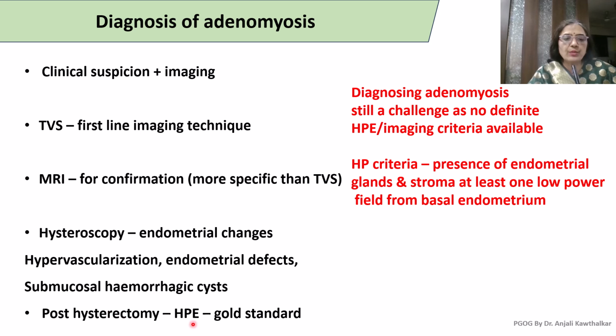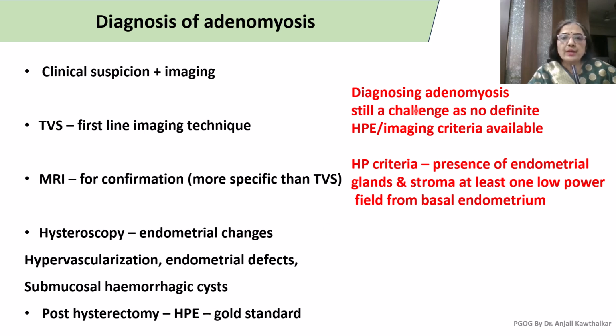And post-hysterectomy histopathological examination is still considered the gold standard for diagnosis of adenomyosis. So if we are asked what are the various ways of diagnosing, one is clinical suspicion. First investigation of choice is transvaginal sonography. Confirmation is by MRI, preoperative confirmation. Hysteroscopy also helps in the diagnosis, and the gold standard remains histopathological examination of the uterus after hysterectomy.